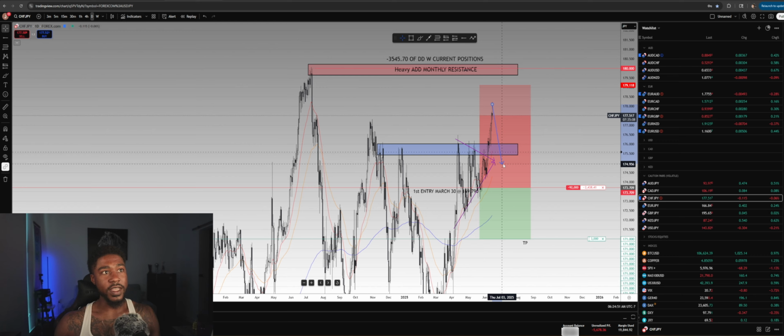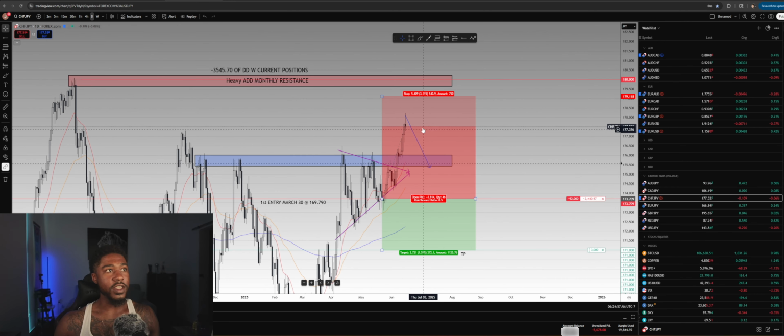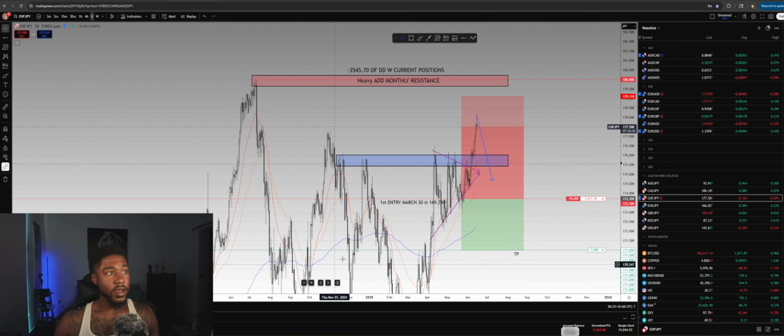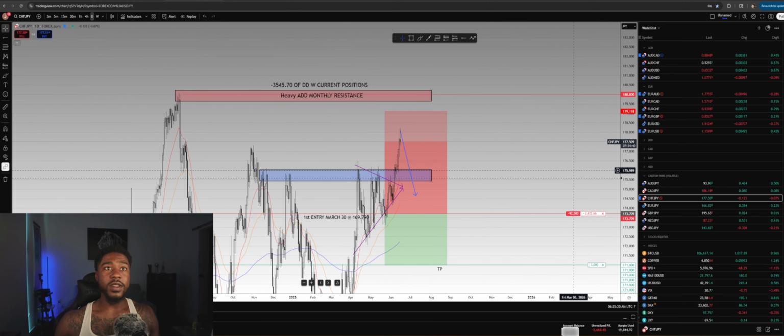So my goal is to catch this pullback, see this gap get filled, so I can then exit for a small loss within this zone. Within this zone, I'm going to close for a small loss. Unless something really changes and we just get a nice shoot down, just a nice shooting star down to the downside, then I just may hold. But as of right now, that's my plan for Swiss yen. Holding this trade for a few months.